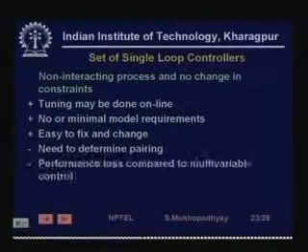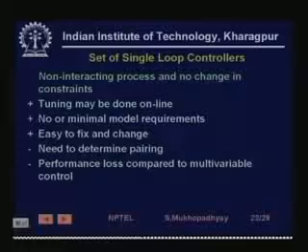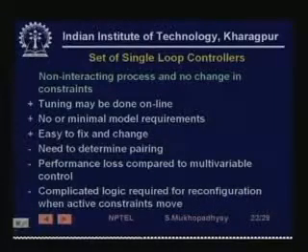On the other hand, you need to determine pairing. This is very important: which manipulated variable you will choose to set up a loop with which controlled variable. This is called pairing outputs to inputs. This is an interesting point, and people have various methods. We did not study them, but this needs to be done. Similarly, it turns out that you have performance loss. You cannot achieve such good control as you can with multivariable control.